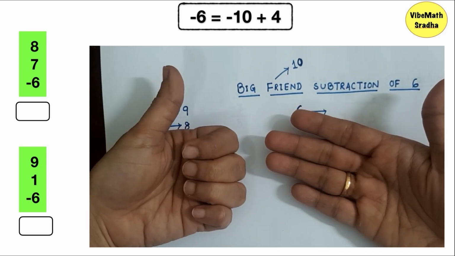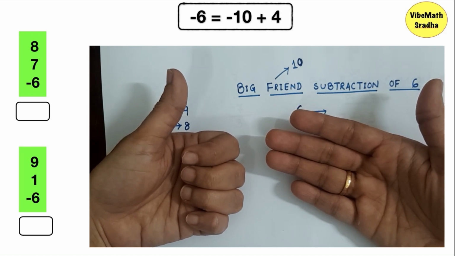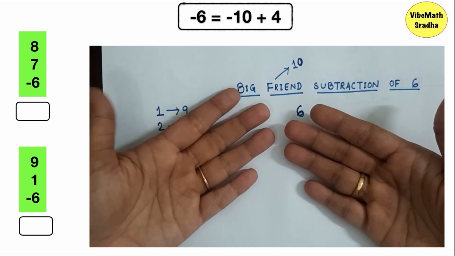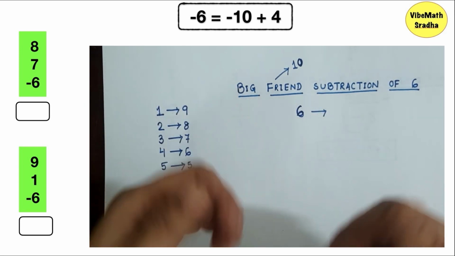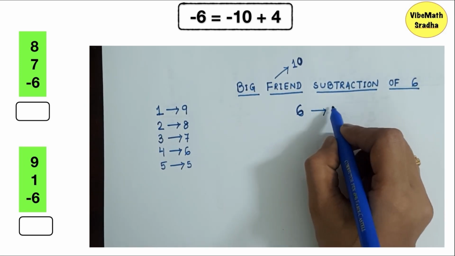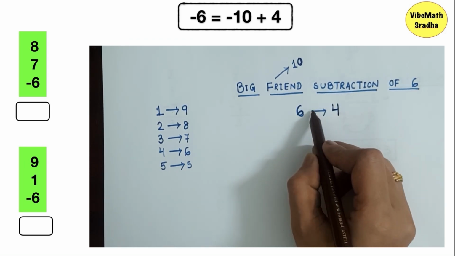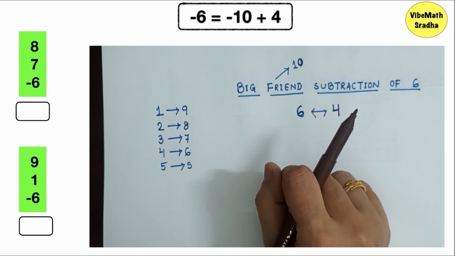See, here I have 6 fingers. So, how many more fingers do I need to make it 10? I need 4 more fingers to make it 10. So, 6 and 4 are the big friends of each other. Here the big friend of 6 is 4. 6 is the big friend of 4 and 4 is also the big friend of 6.